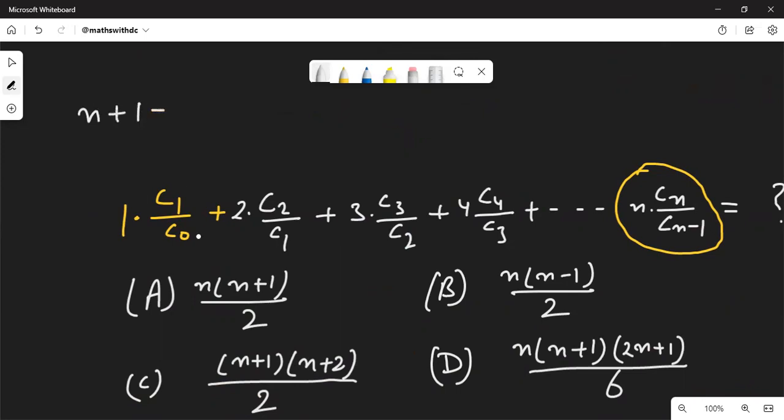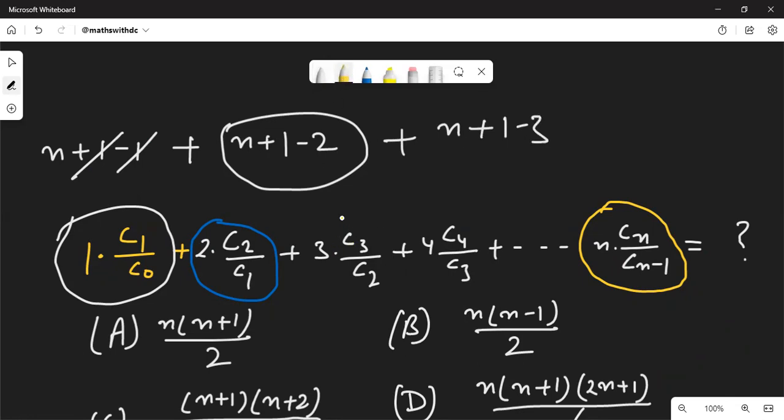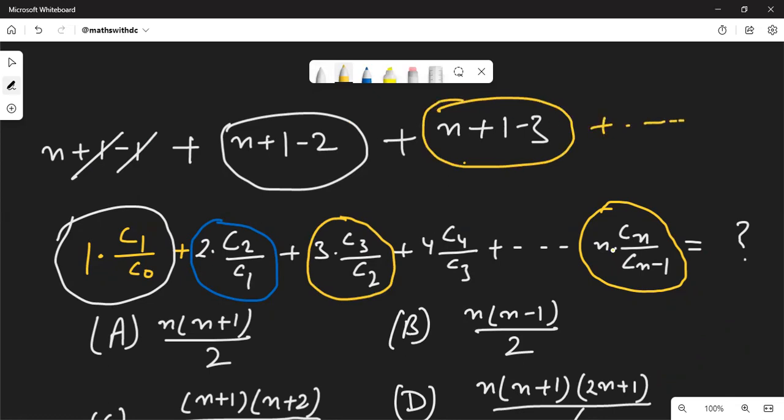n plus 1 minus R with R equal to 1 is n. Similarly, n plus 1 minus 2, so this is n minus 1. The second term has become n minus 1. And the third term, n plus 1 minus 3, can be written as n minus 2. And like this, the last one is n plus 1 minus n. So this n is gone, only 1 is left.